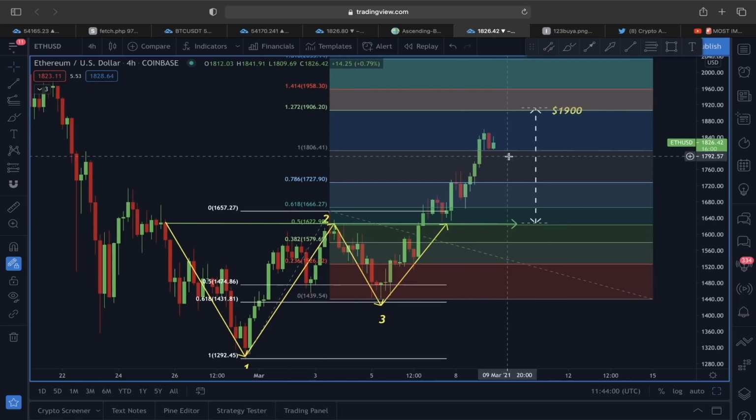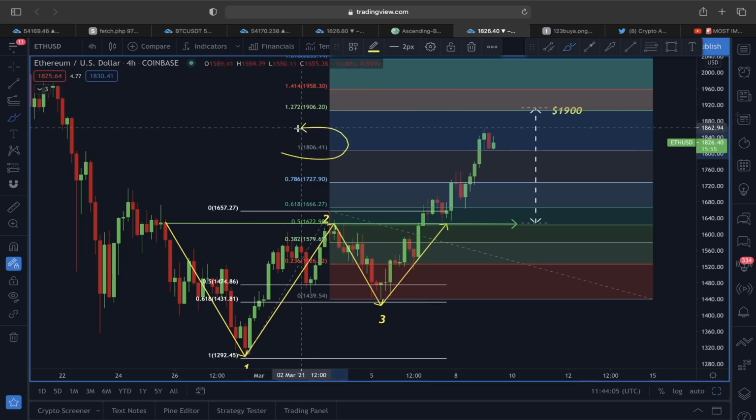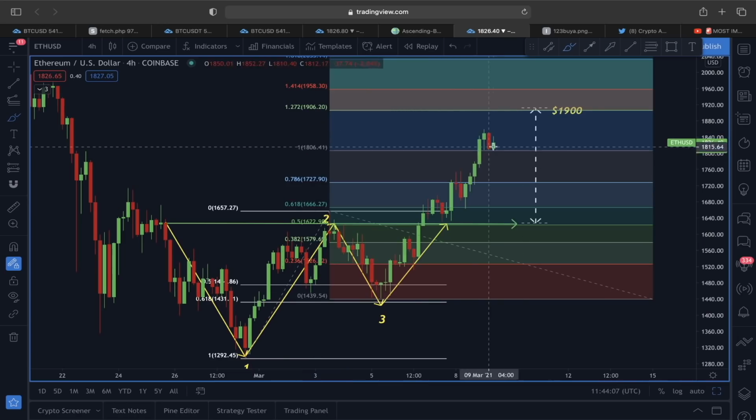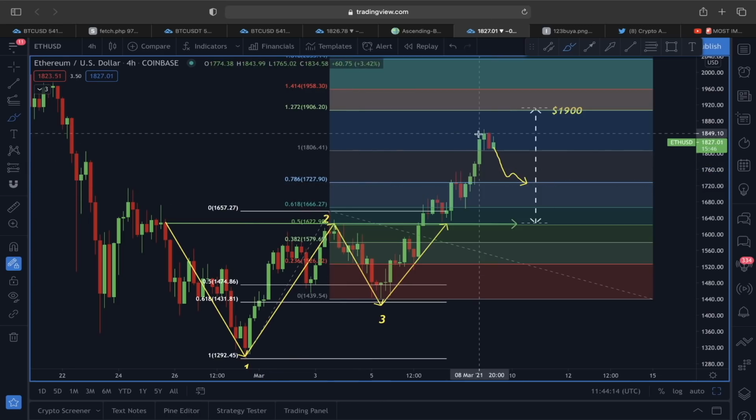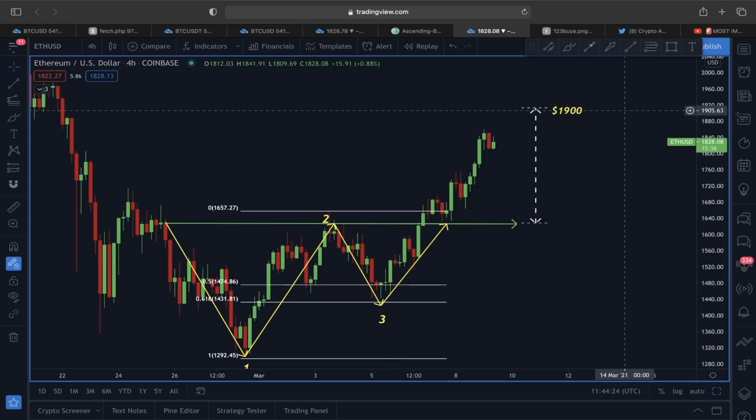And any sort of a pullback, we know we are going to see some very strong support around this 1600, and let's say if it's going to be even stronger pullback than that, 0.786 around 1720, 1730 is going to be a very strong support line. But I'm actually focusing more on an impulsive move continuing towards this 1900 price level for Ethereum. So guys, these are some of the scenarios I see right now looking at the price action of Bitcoin and also Ethereum.